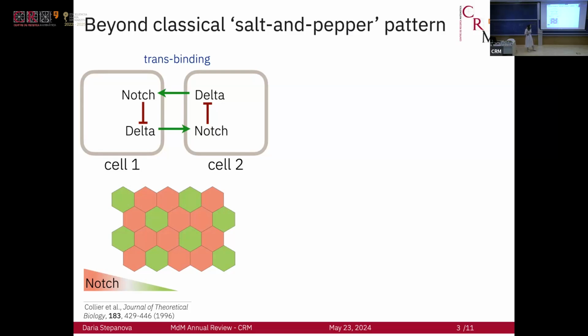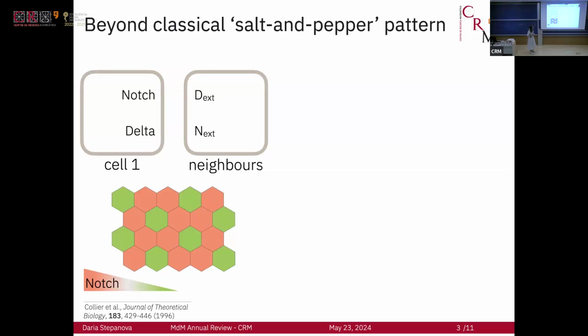We call this the lateral inhibition mechanism, because the cell, in this case the low Notch cell, this central cell, would inhibit all its neighbors from acquiring the same phenotype. So you laterally inhibit your neighbors from becoming the same as you are. So this is the classical pattern.